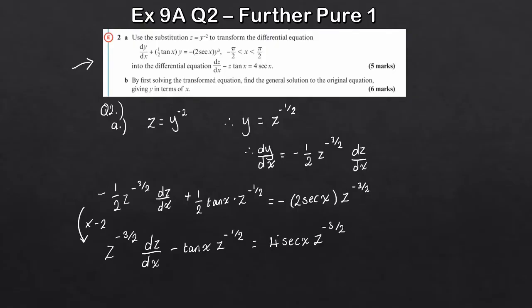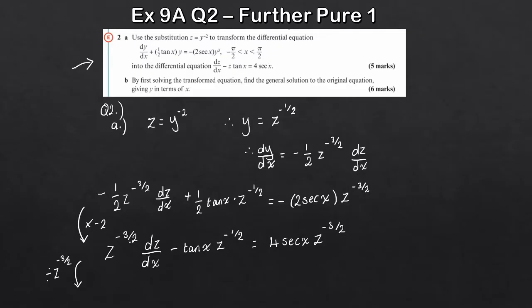Now we're getting closer. We've got a 4 sec x here. But obviously we've got this issue of this z to the minus 3 over 2. So how do we get rid of that? Nice and easy. I'm just going to divide through by z to the minus 3 over 2. So next line of working, we divide this by z to the minus 3 over 2.